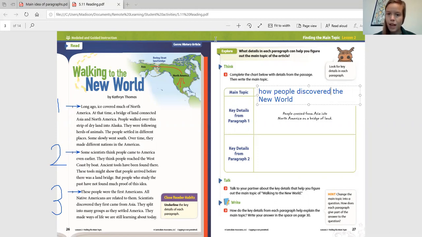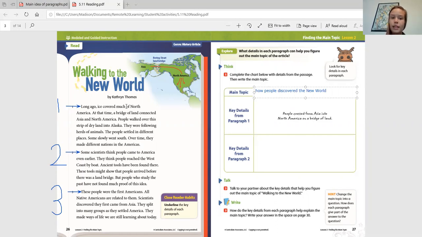All right, so we have that down. So how people discovered the New World was our main topic. So the whole passage was mainly about that. Now, the second thing on our chart says key details from paragraph 1. Oh, that's right. This first paragraph over here, so this first chunk of text is paragraph 1. So let's reread that paragraph.